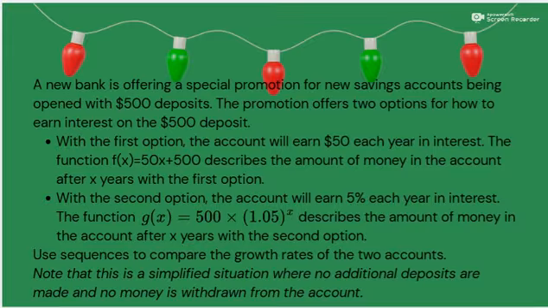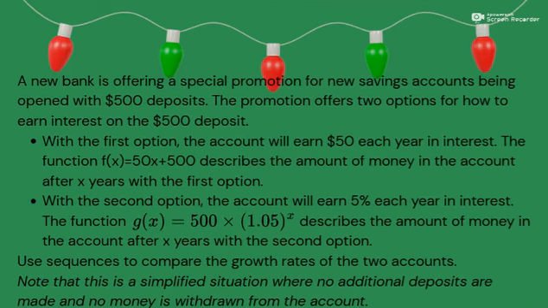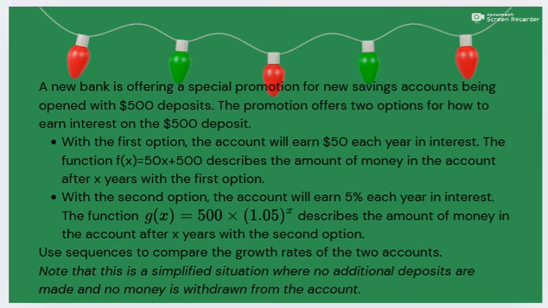With the second option, the account will earn 5% each year in interest. The function g of x is equal to 500 times 1.05 raised to the power of x describes the amount of money in the account after x years with the second option. Use sequences to compare the growth rates of the 2 accounts. Note that this is a simplified situation where no additional deposits are made and no money is withdrawn from the account. So pause the video, figure it out, come back.